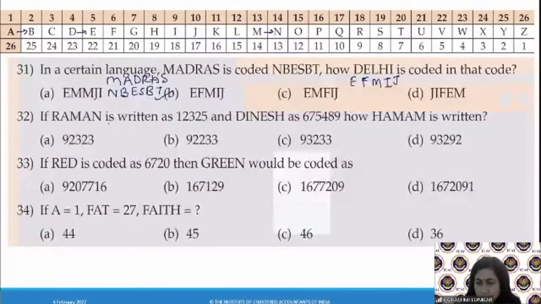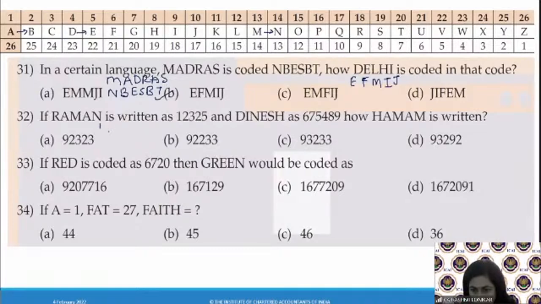Now let us see. Here they are saying Raman is written as 1, 2, 3, 2, 5 and Dinesh is 6, 7, 5, 4, 8, 9. How is Hamam written? In the previous sum it was following the rule of writing the alphabets according to their number, where A is 1, B is 2. Here it is not so. They have themselves assigned numbers.